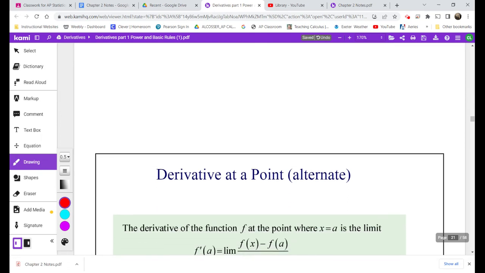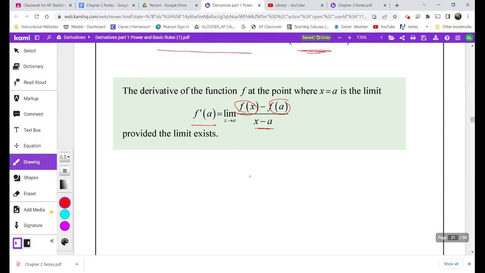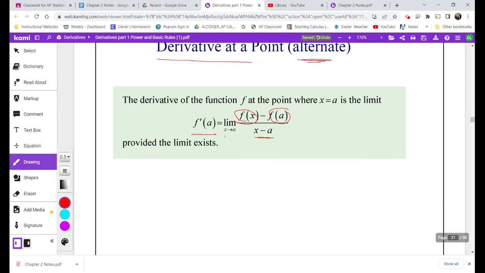There's a couple of other ways you can look at it. Again, this is really the exact same formula: f prime, f of x minus f of a over the change. There are all sorts of ways you're going to see this, and that's why they call this the alternate form. Just remember, when you see this f prime in the limit, this is the limit definition.